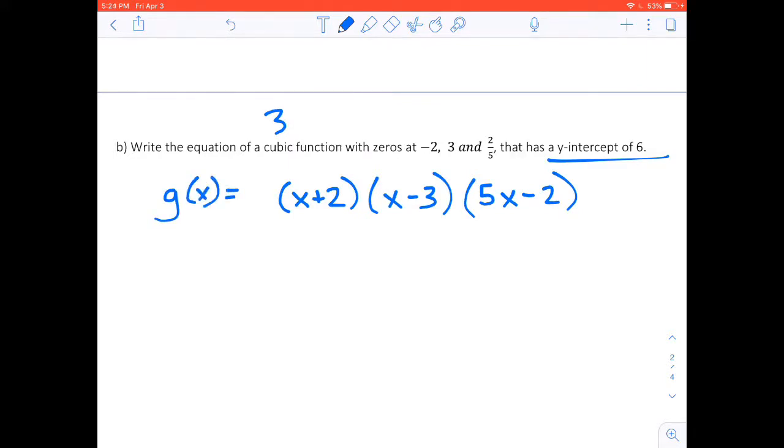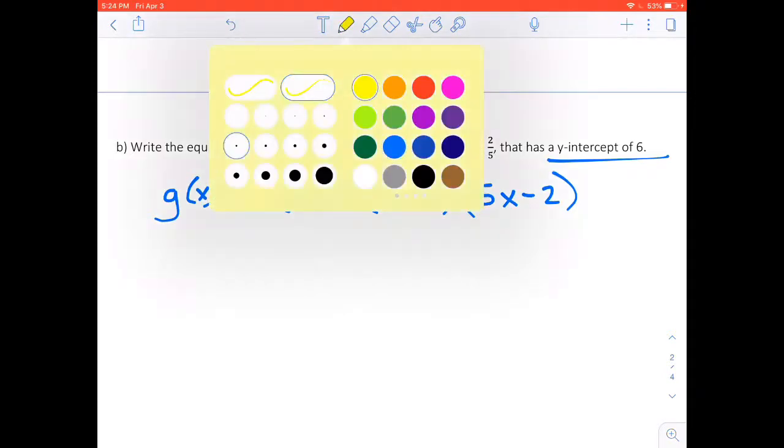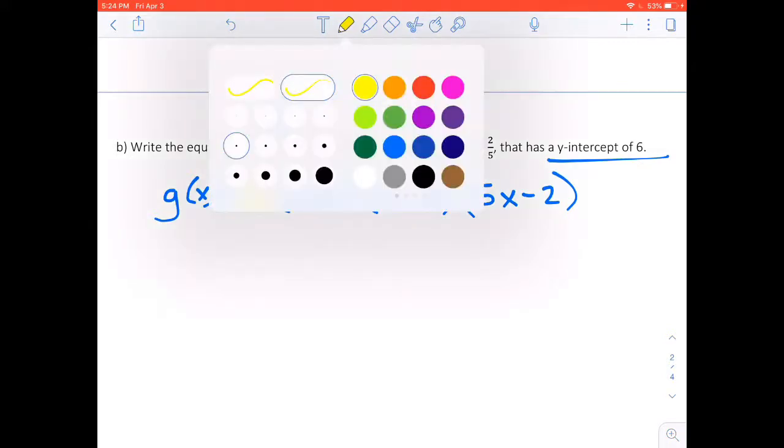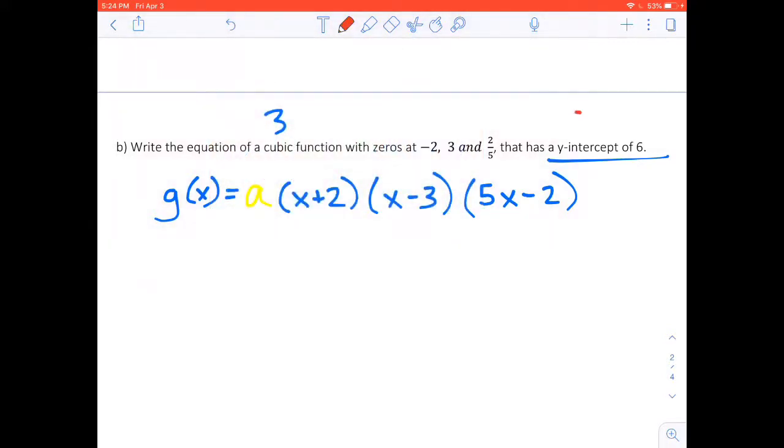g of x or f of x is equal to whatever. The idea is we don't know what the value is out front, our a value. But you'll remember back from grade 10 that we could figure that out by taking our point that we know, our y-intercept, which is a point of (0, 6). Well, x is 0, y is 6, or g of x is 6 in this case, and we can substitute it in and try to isolate for a. And that's all that we need to do.